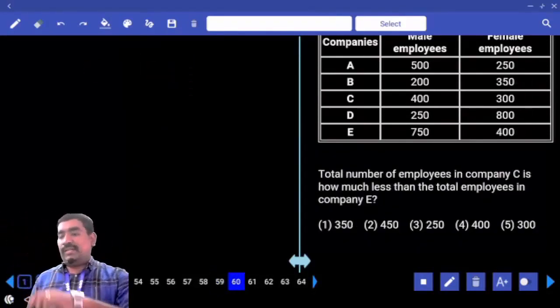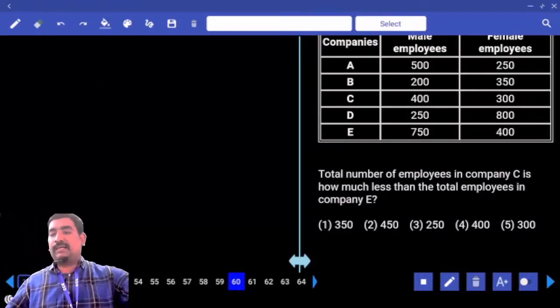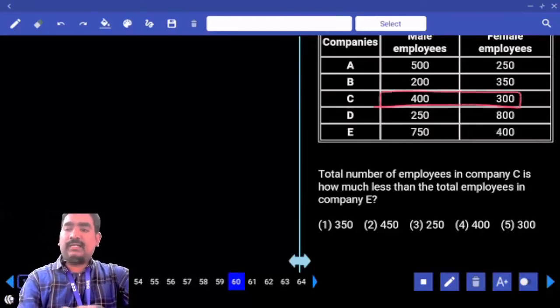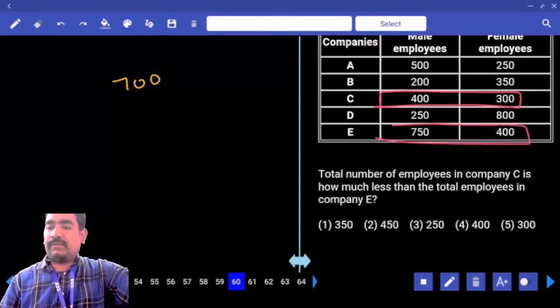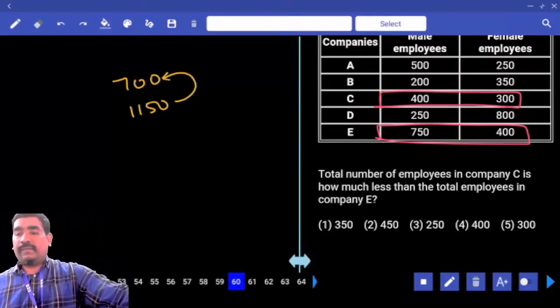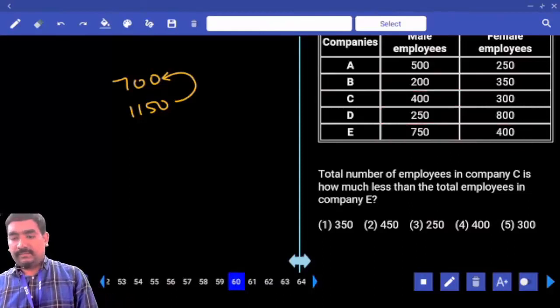Total number of employees in company C is how much lesser than total number of employees in company E? Company C total employees: 400, 300. Company E total employees: 750, 400, 1150. The difference is 450.